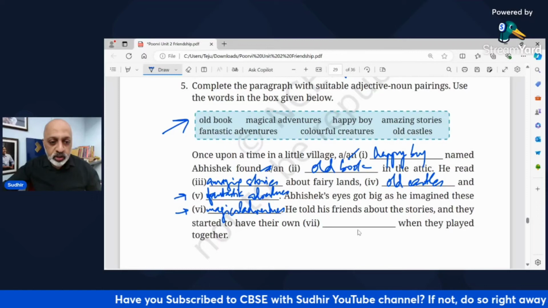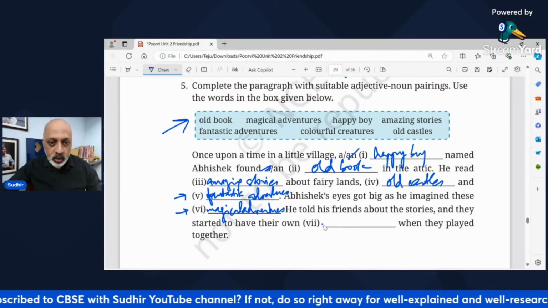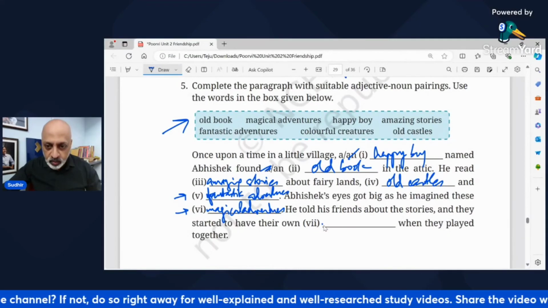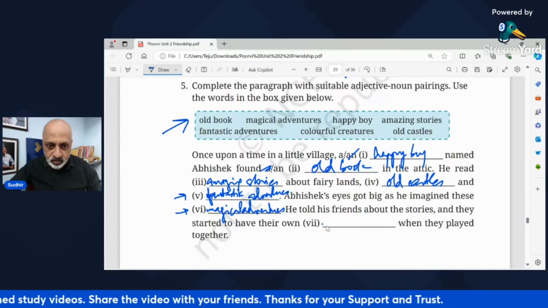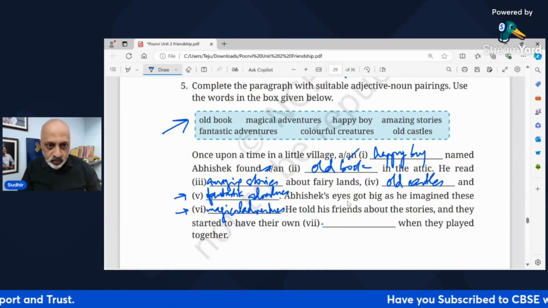He told his friends about the stories and they started to have their own amazing, their own. अरे एक मिनट गलत हो गया थोड़ा सा. He read amazing stories about fairylands, old castles, and fantastic adventures. Abhishek got to imagine magical. He told his friends about the stories and they started to have their own.